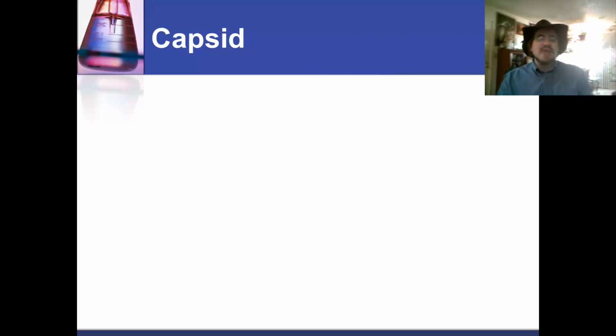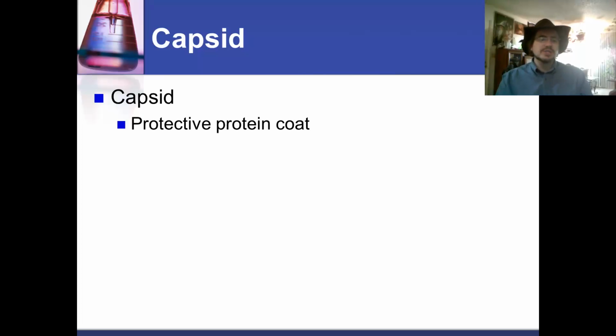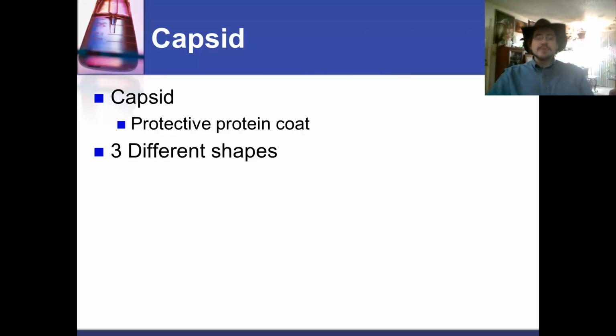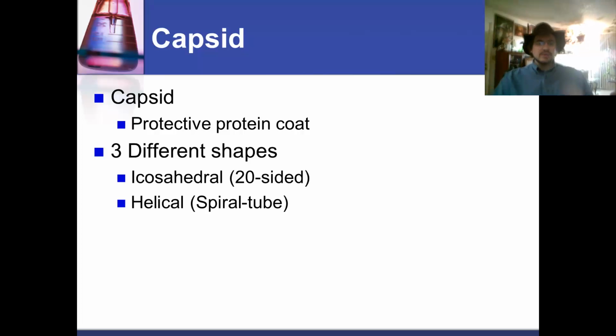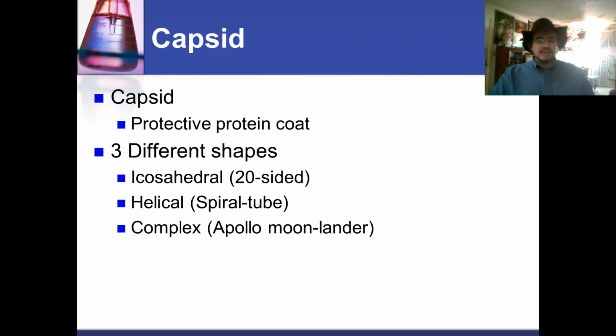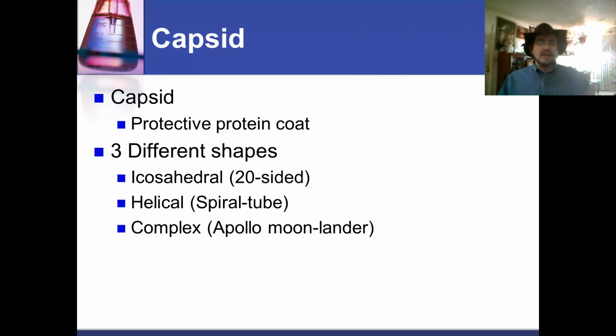So, viruses have an external coat called a capsid. The capsid is a protein shell, a protective protein coat that contains the genome. There are 3 different capsid shapes in all the viral life forms. Icosahedral, which are 20-sided shapes. Helical, which is sort of a spiral tube shape, sort of like a slinky. And finally, complex, which looks like an Apollo moon lander. And I'll show you how they look like that in a little bit.